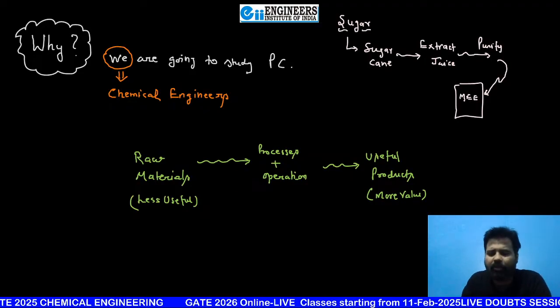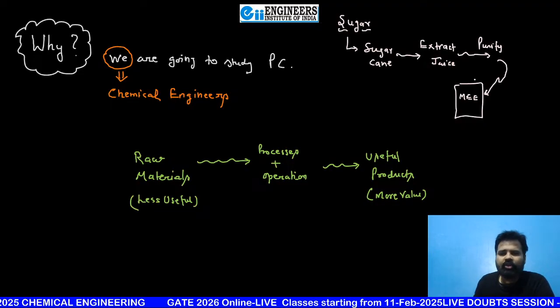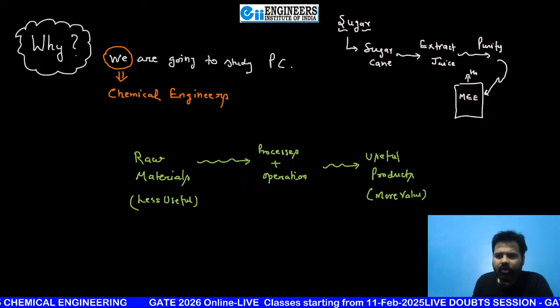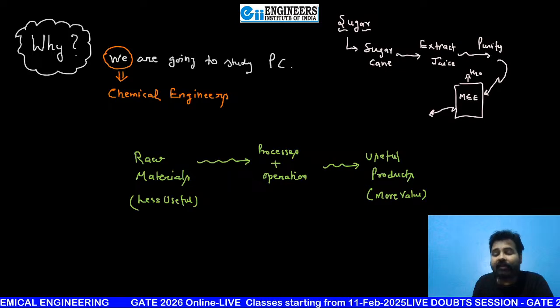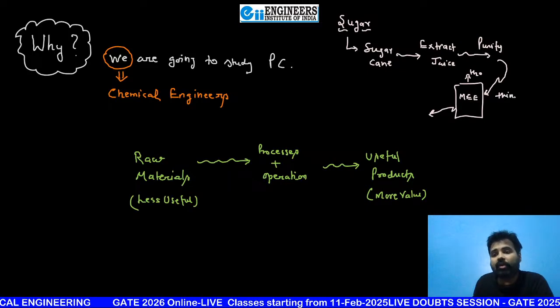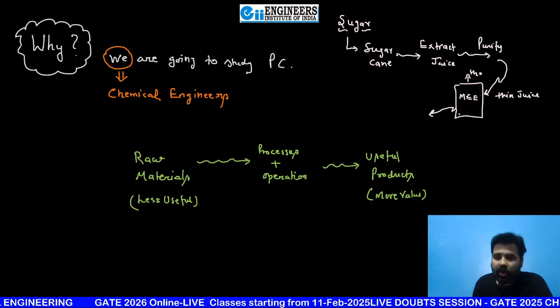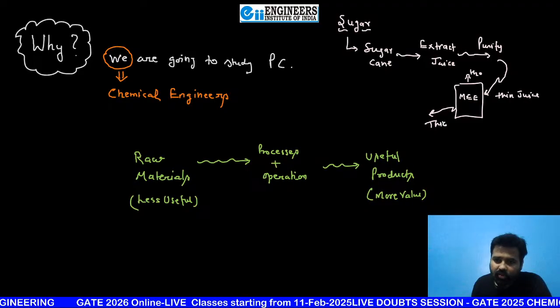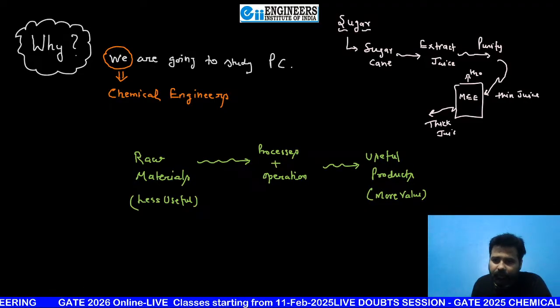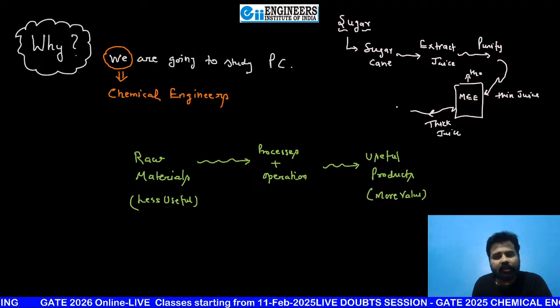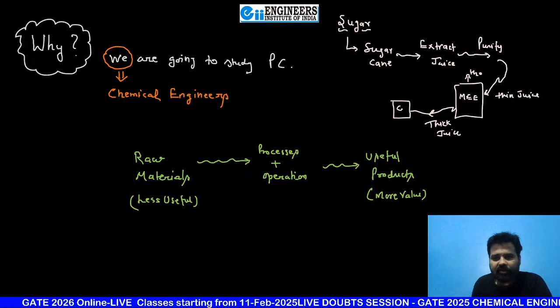So just see here, evaporator. What you are doing here in evaporator? In evaporator you are going to make it thick. Here you are feeding thin juice, and you are getting thick juice. And after this you are feeding this into the crystallizer.